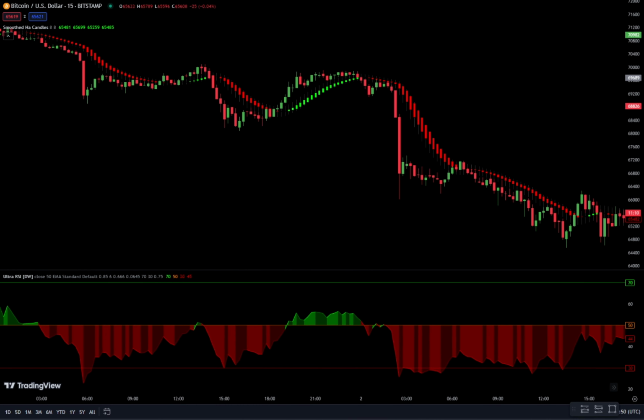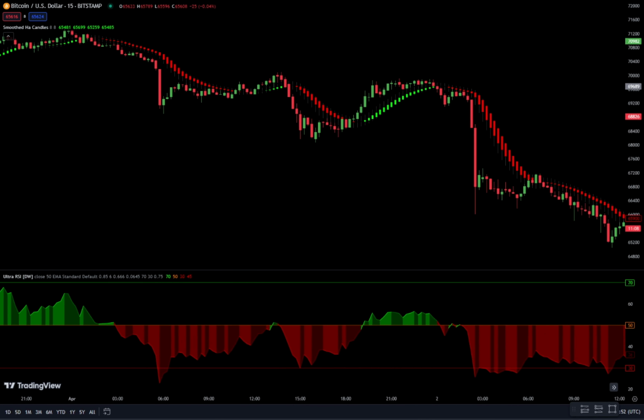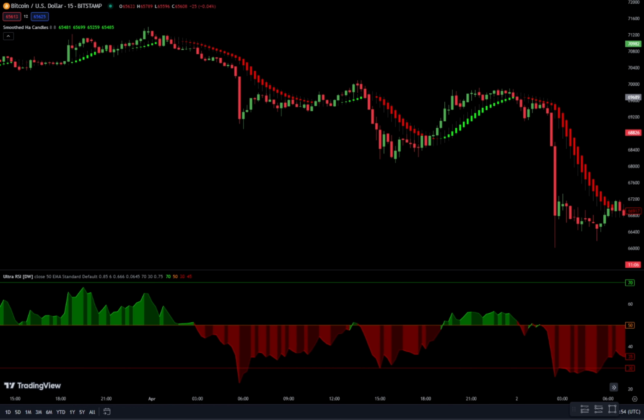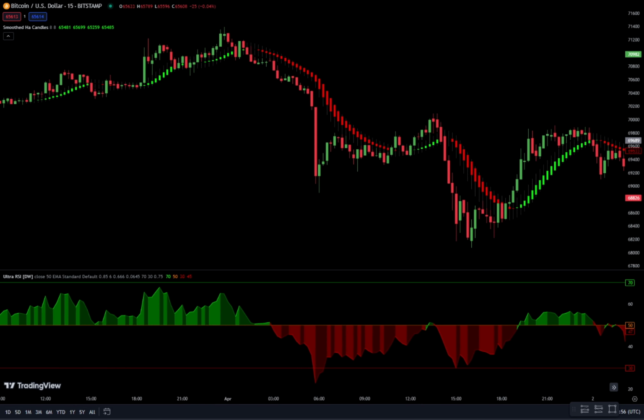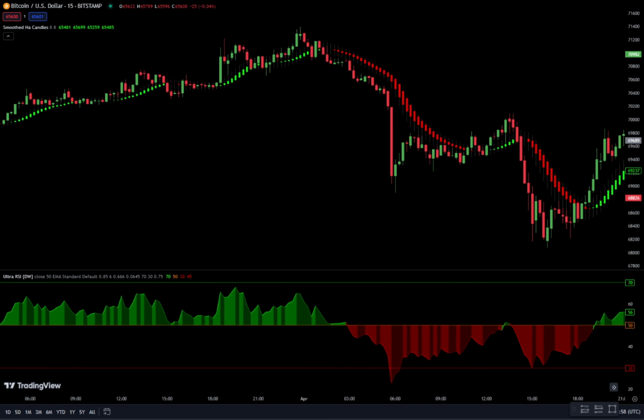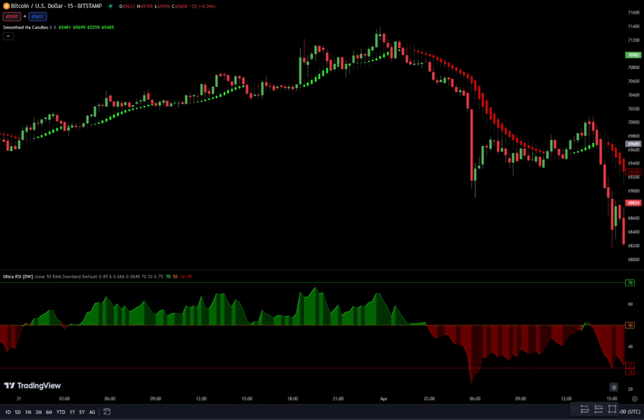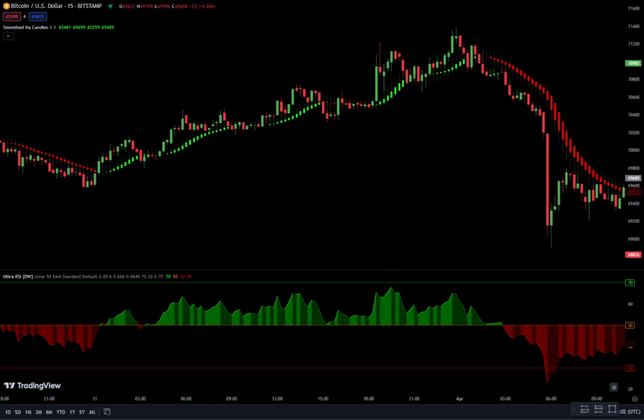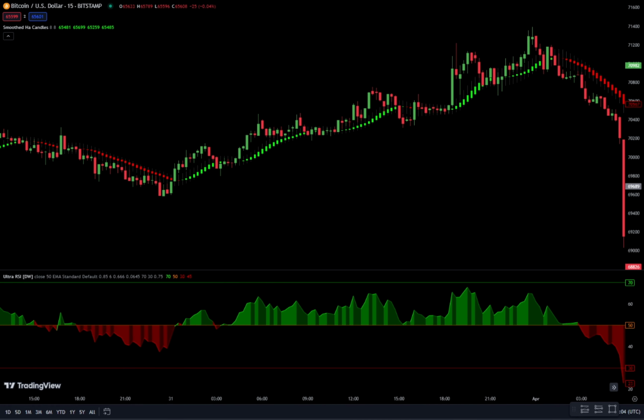In this video, we're diving into an incredibly simple yet effective scalping strategy suitable even for beginner traders. Using just 2 free indicators from TradingView, this strategy can be applied to various markets like Forex, cryptocurrencies, or gold.